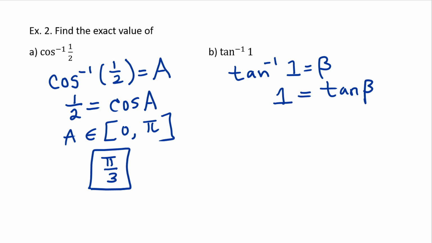The question is, what degree or angular value in the acceptable domain will the tangent of that value give 1? And we know that that beta will be pi over 4. That is, the tangent of pi over 4 gives us the 1.